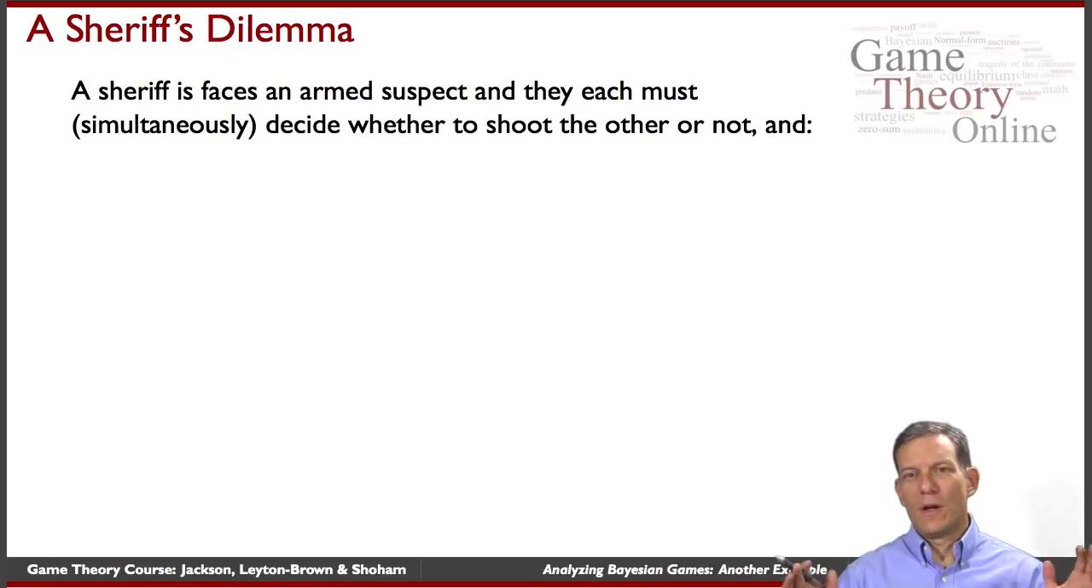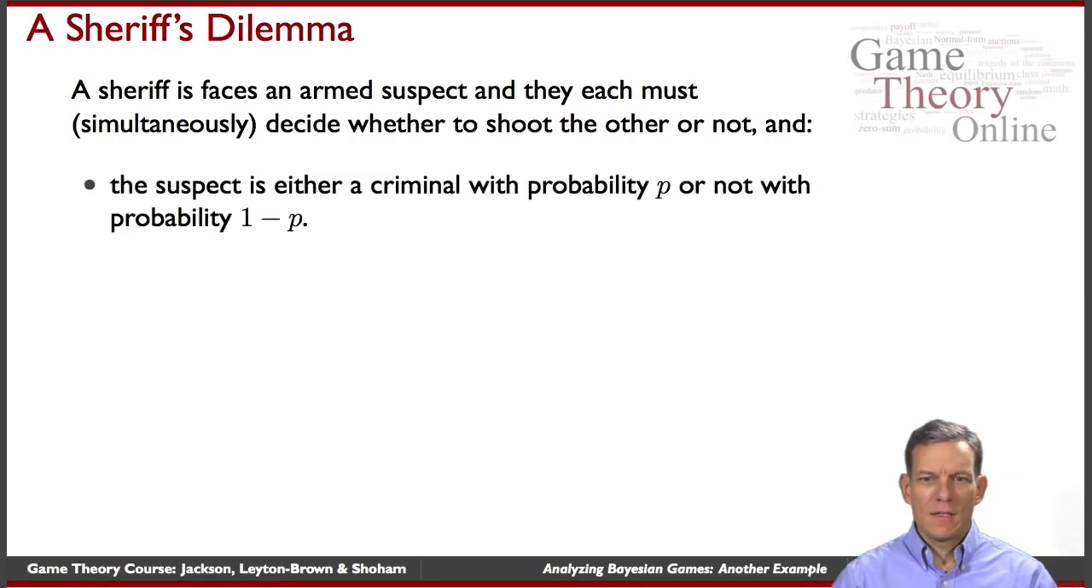We could do this in the Wild West. We could do it in a cop thriller, etc. But the idea is that you're faced with this dilemma. Do you shoot or not when you're faced with the armed suspect? And in this case, let's suppose that the suspect is either a criminal with probability P or not with probability 1 minus P. So either they're guilty of some crime or they're innocent.